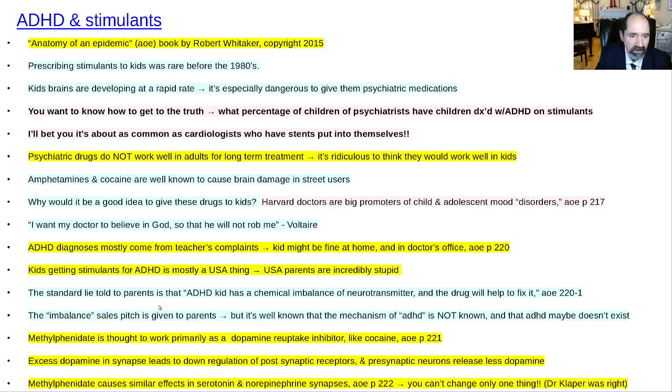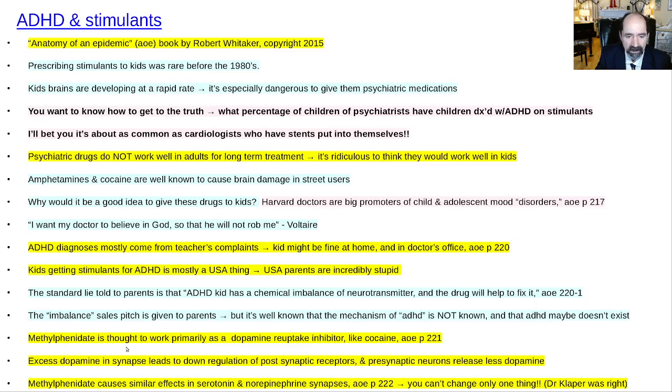The standard lie told to parents is that ADHD is caused by a chemical imbalance of a neurotransmitter and the drug will help to fix it. But that's not true, and psychiatrists know that's not true. But that's often what gets told to families and parents. The chemical imbalance sales pitch is well known to be bogus.